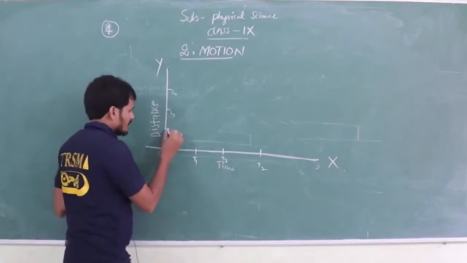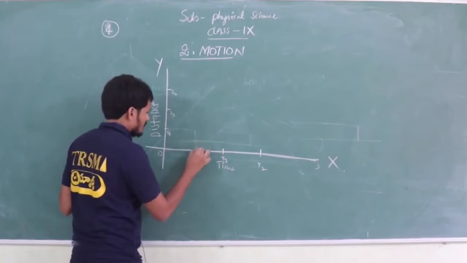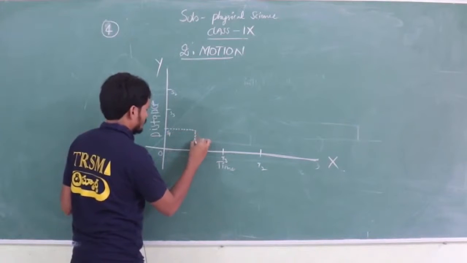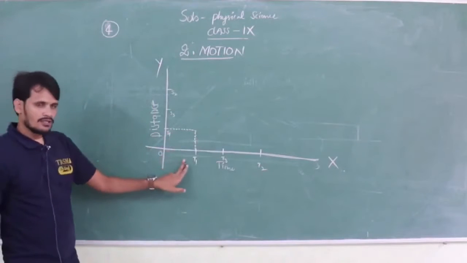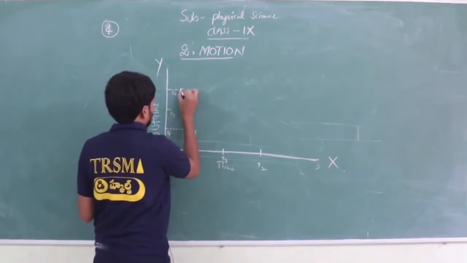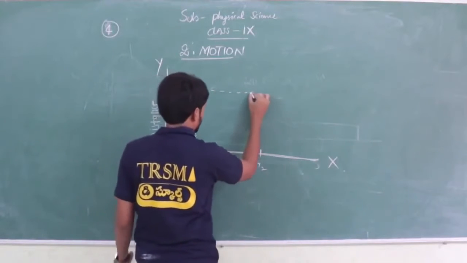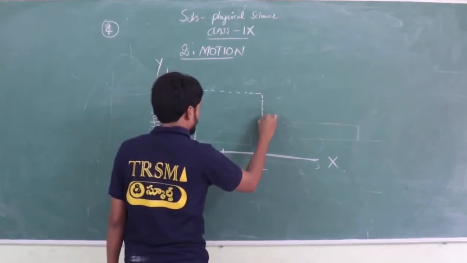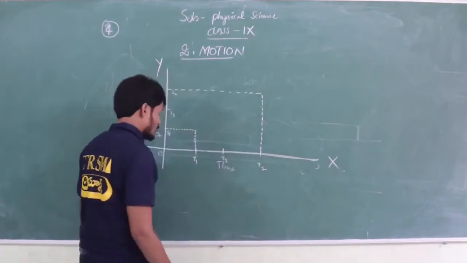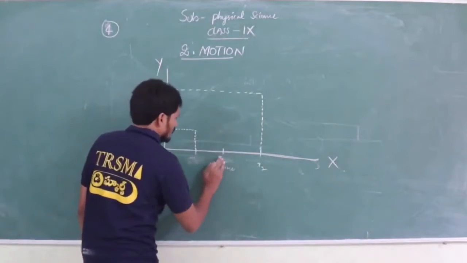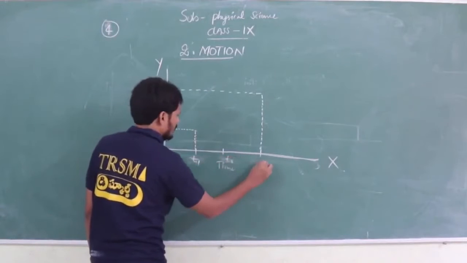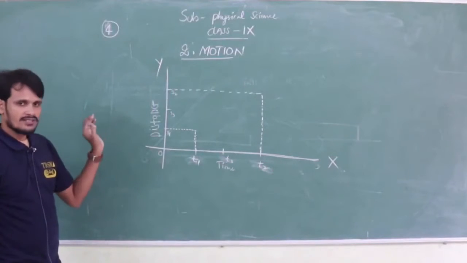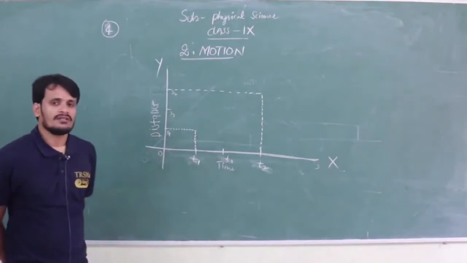At the first instant, I covered S1 distance in the time period of T1. Just try to understand, it's a bit confusing. S1 distance I covered in the T1 time period, and S2 distance in the time period of T2. The question is, what is the S3 distance covered in the time period of T3?